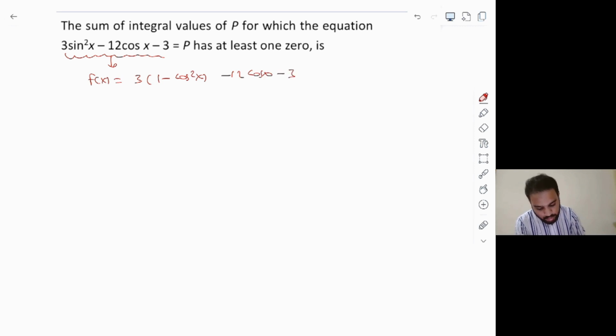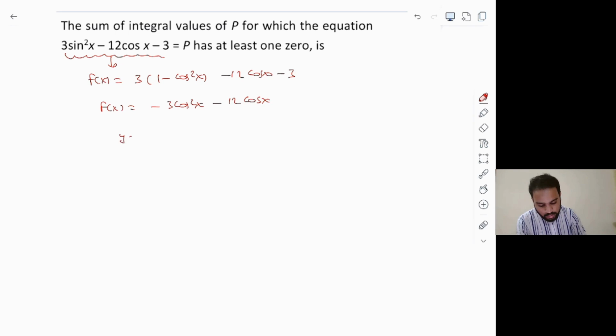So clearly plus 3 minus 3 gets cancelled. The remaining part is f of x is equal to minus 3 cos square x minus 12 cos x. Now the idea is to find out the range of this function. To find out the range of this function, you can use different processes. You can use differentiation or you can go for the perfect square method also. So let's take the differentiation process.